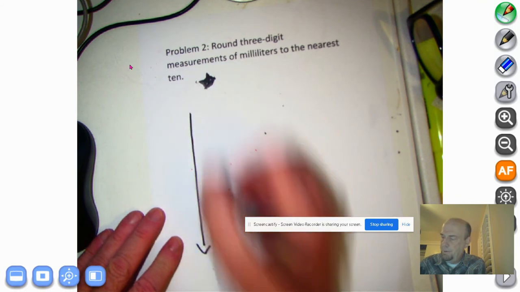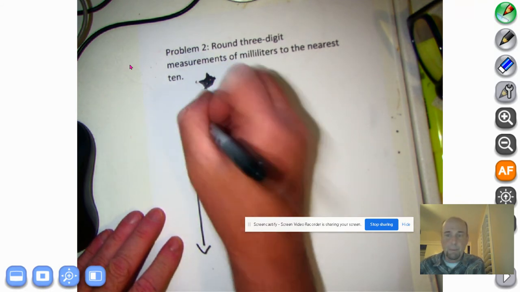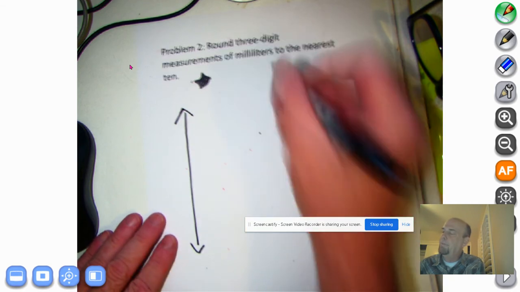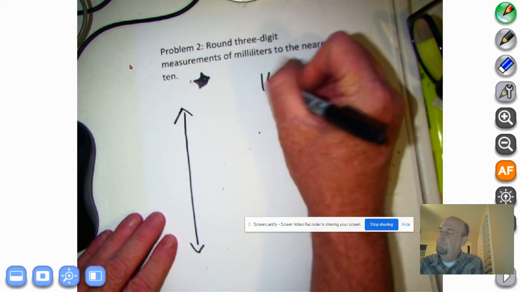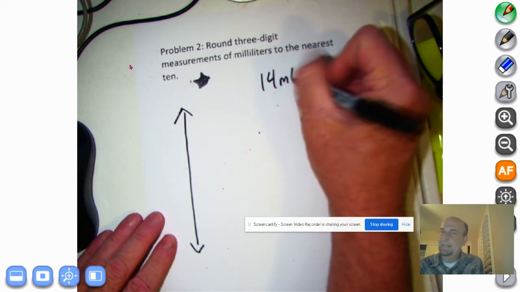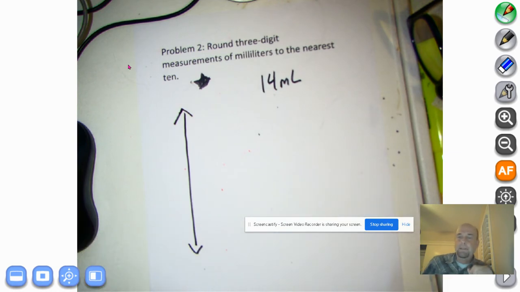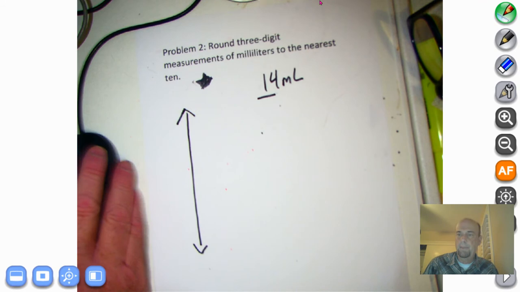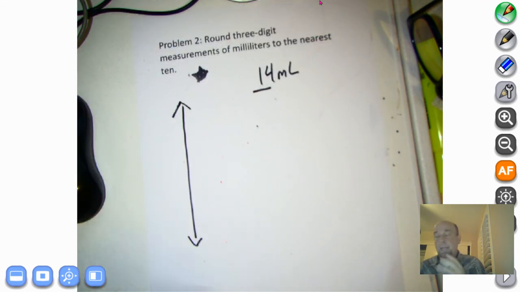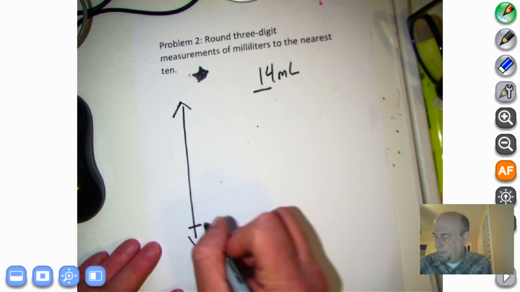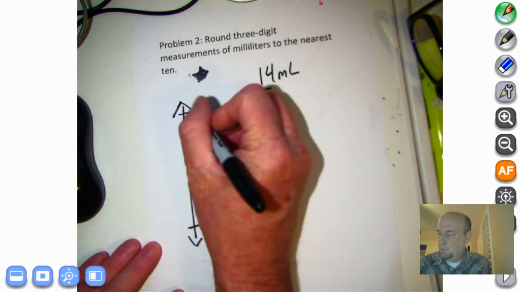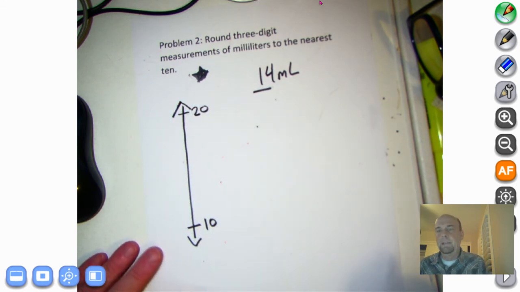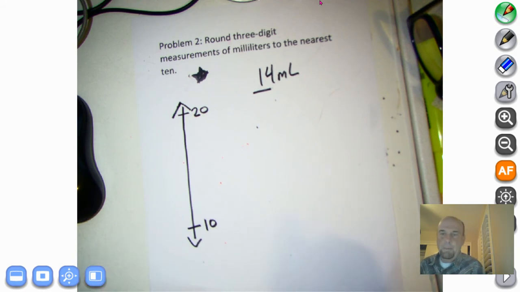And let's say we have 14 milliliters. And we want to round it to the nearest 10. Okay, nearest 10. So think about 14 is between what two 10s? Well, if you thought 10 and you thought 20, well, you're absolutely correct, and I applaud you and your efforts. So what's the midway point between 10 and 20?